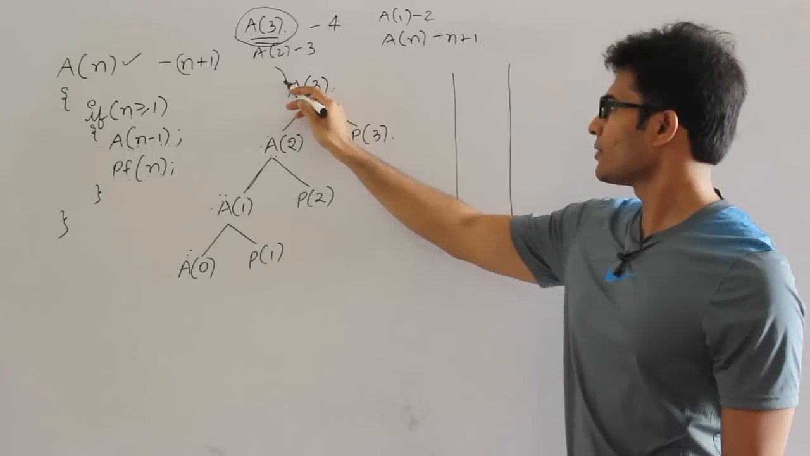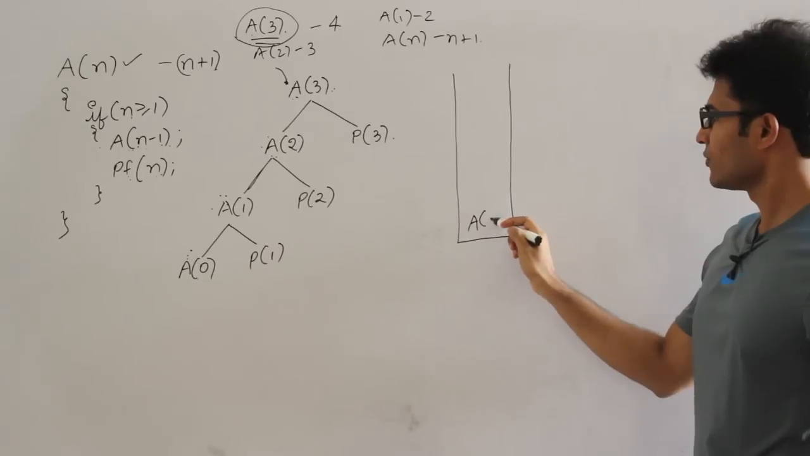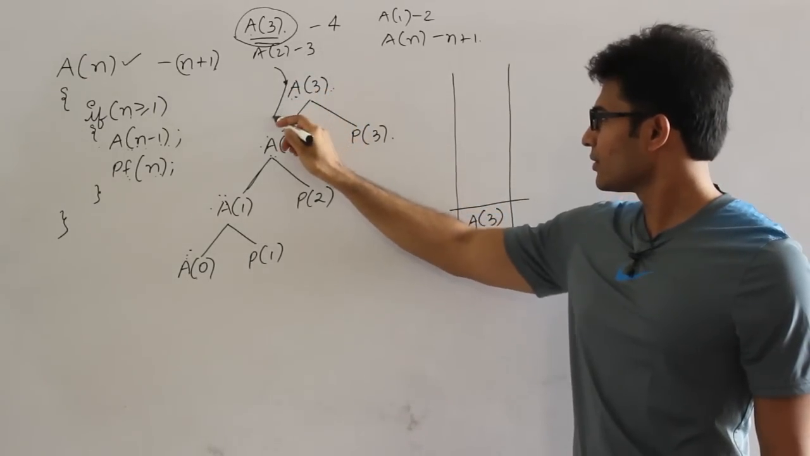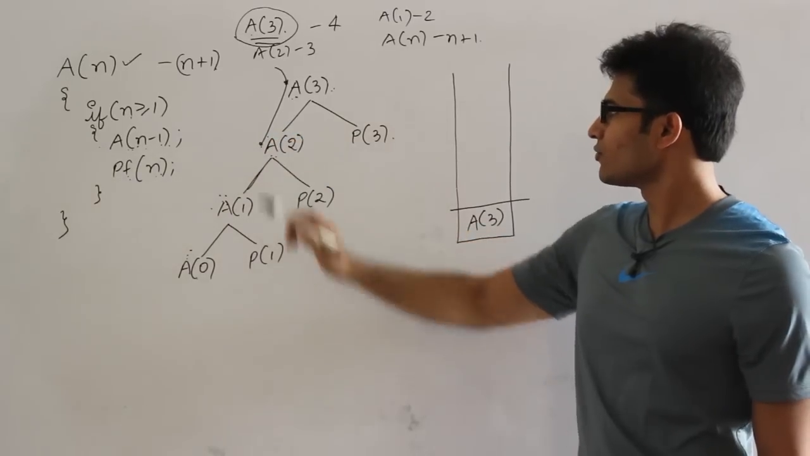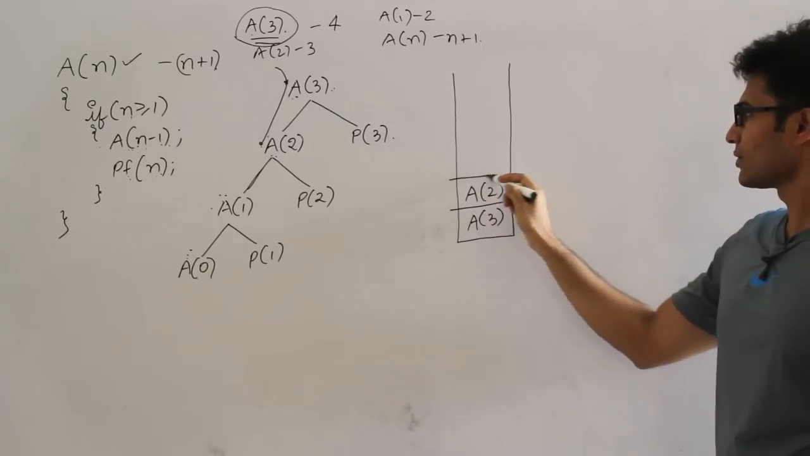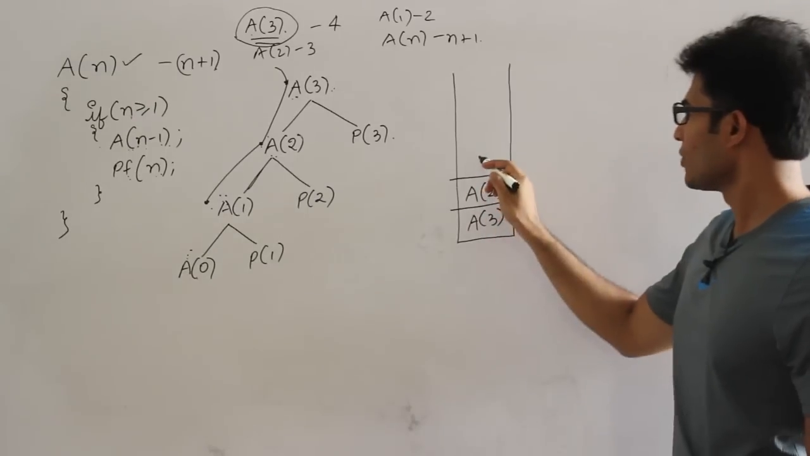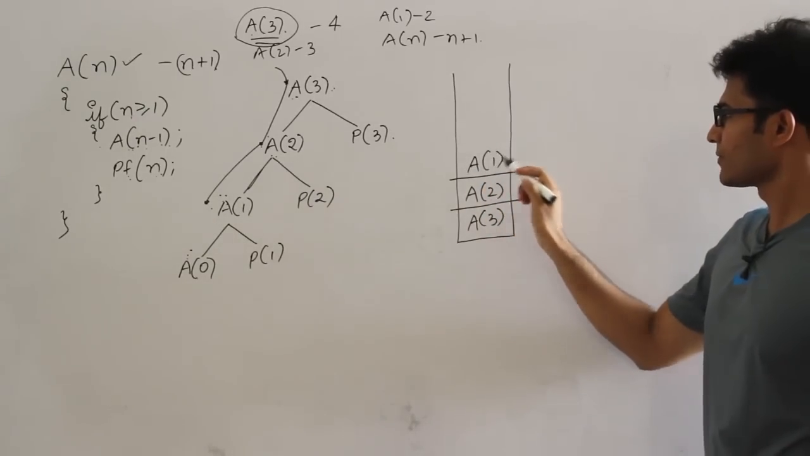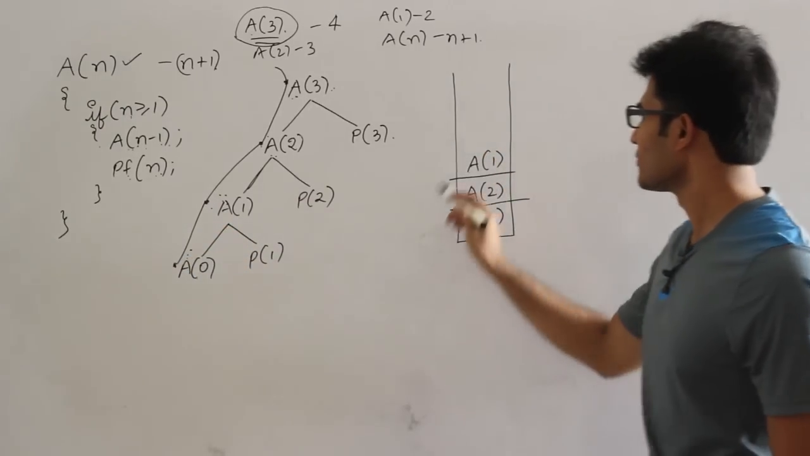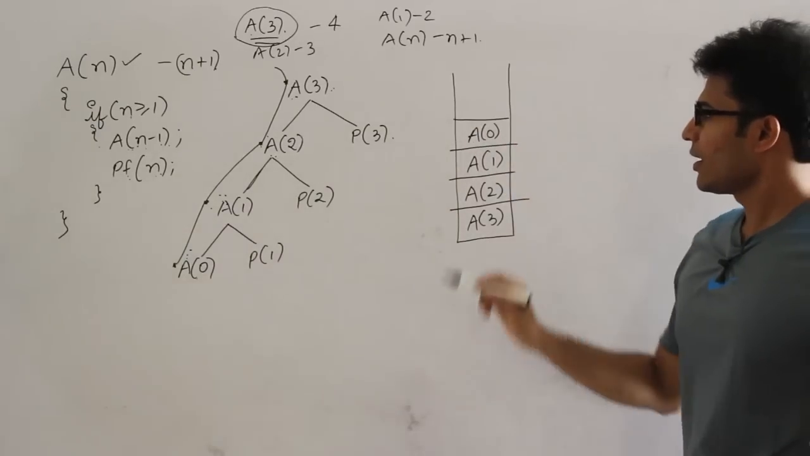So first thing is, when I'm traversing, I'll come across A of 3, therefore I'm going to push A of 3 onto the stack. Next I'll see A of 2, therefore I push A of 2 onto the stack. Next is A of 1, therefore I push A of 1 onto the stack. And next is A of 0, so A of 0 is also pushed onto the stack, right?